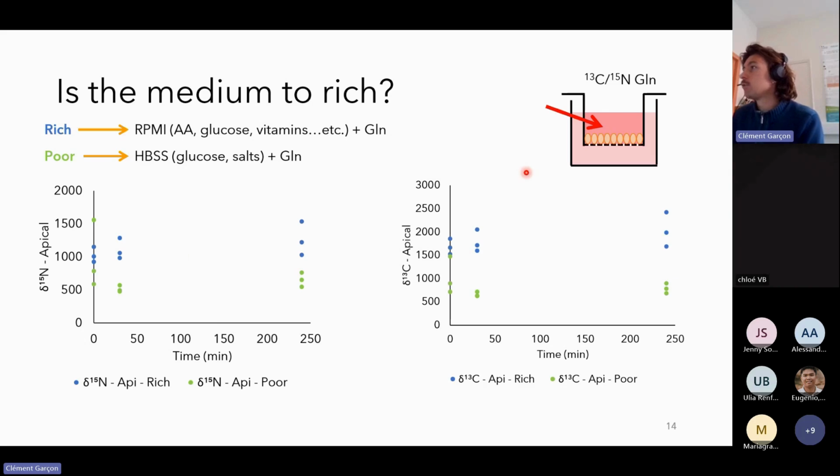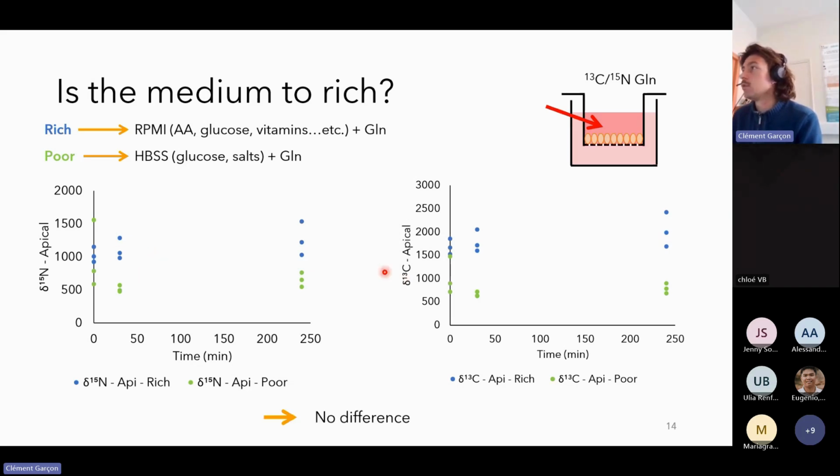I have other results with the cells and the basolateral medium that I won't present here, but that suggest that the cells in the nutrient-poor medium are probably less active and didn't absorb much amino acids, probably because they were a bit stressed by this medium.